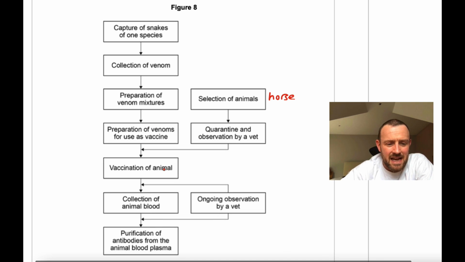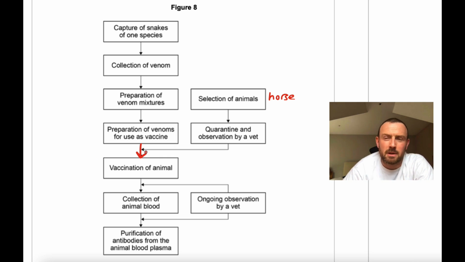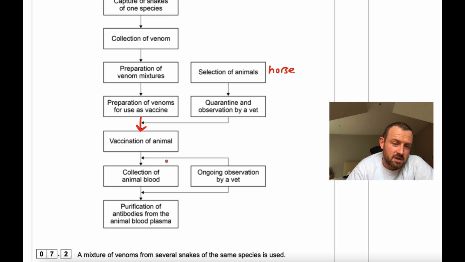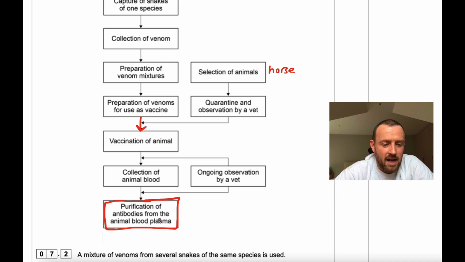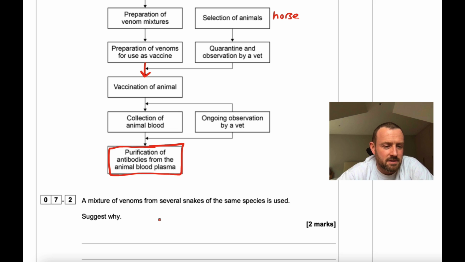When you vaccinate the animal, you don't just use an enormous quantity of venom straight away. Typically you vaccinate the animal with a small quantity of venom, and then you wait a few weeks, and then you do a bigger quantity of venom, and then a bigger quantity again, building up the tolerance. So you collect the blood from the animal. This is the horse. The vet keeps an eye on it, and eventually, after you build up the tolerance, the horse will be producing large quantities of antibodies in the blood. So then we can extract a fair amount of antibodies from the blood.